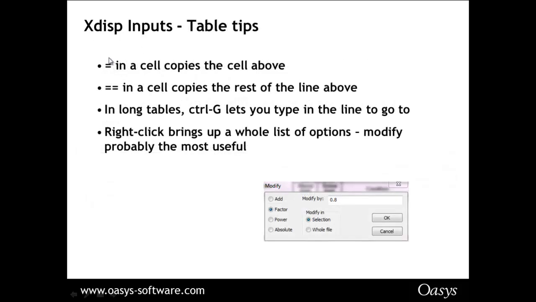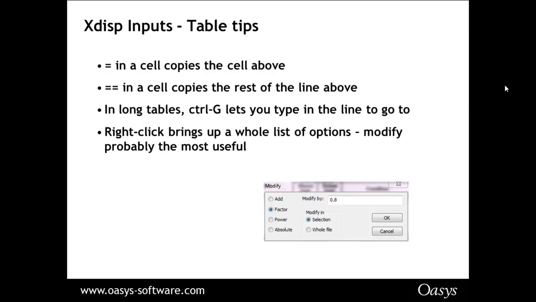We've also got the equals button to copy from the cell above, and if you type in equals twice, then you can copy the line above. I'll be showing you how this works. Often in Xdisp you have quite complicated files, so you might have a number of loads, or you might even have a number, for example, of lines to make up a tunnel. So Control-G will let you type in a line to go to, so that'll save you a lot of time and trouble if you know you're consistently going to a certain tunnel.